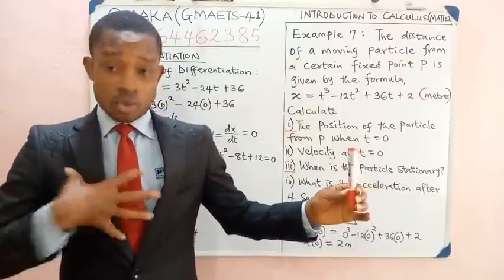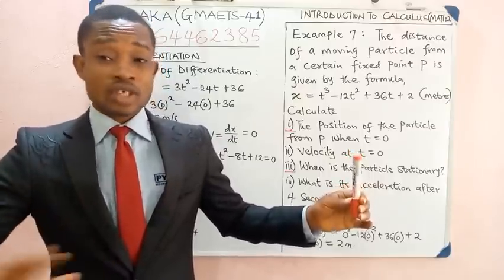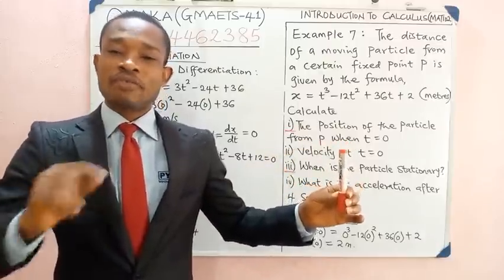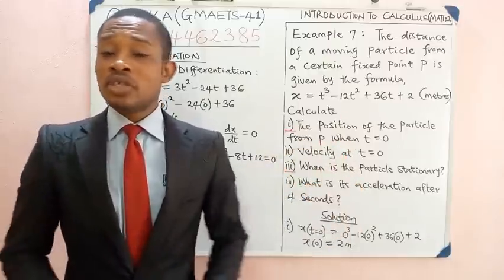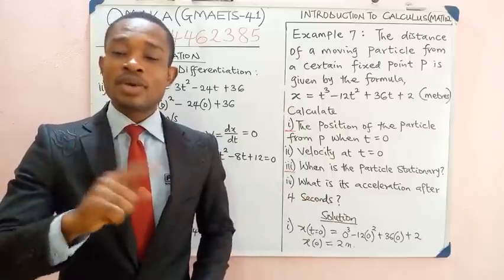And so relative to me, I'll take it that time is 0 with respect to my motion because I've not started moving. Now what will be my position from this fixed point? That's the first part of the question. So all we need to do is very simple. Go to the position function and then substitute time equal to 0 in it.